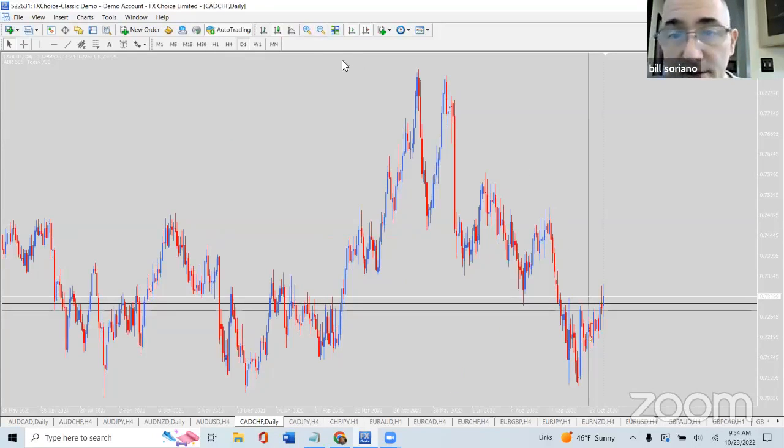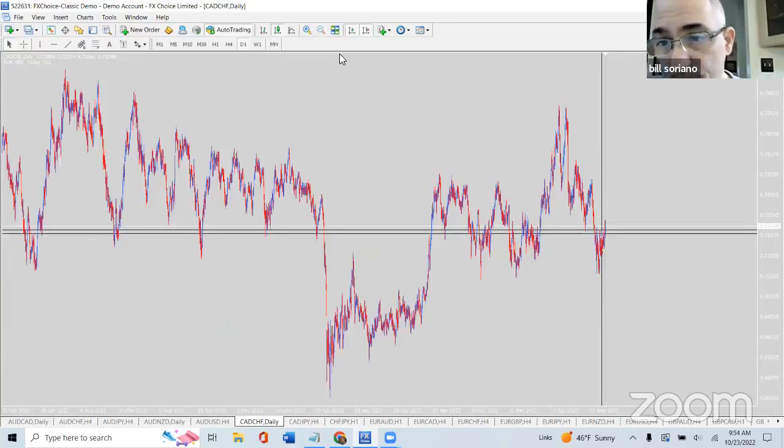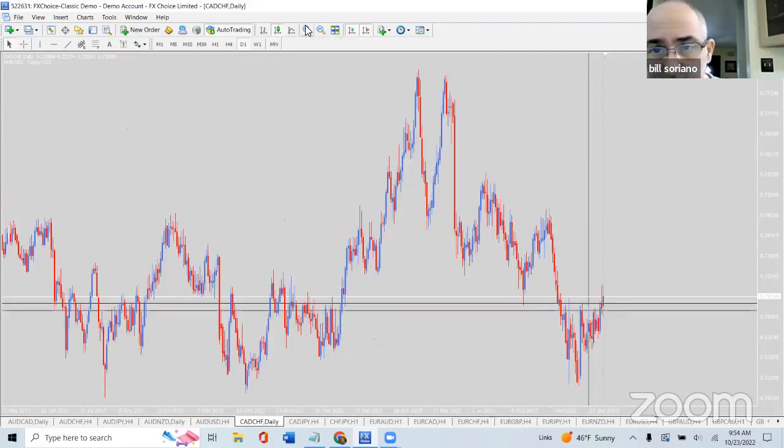If we look at the daily chart, okay, it looks like we were bullish, right? But what we got was, we were bullish, we got a 2x2 on the way down. And so right now we're bearish on the daily, okay?